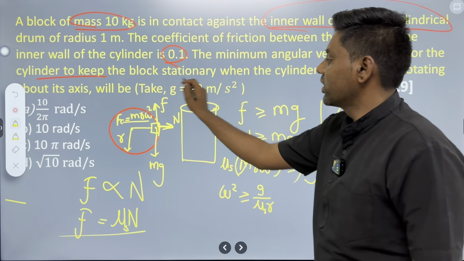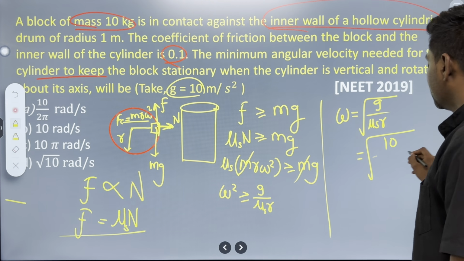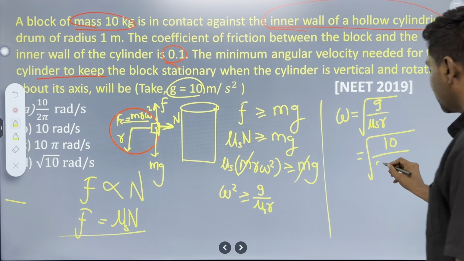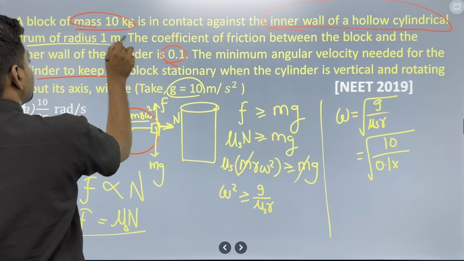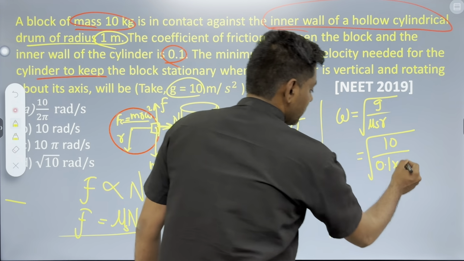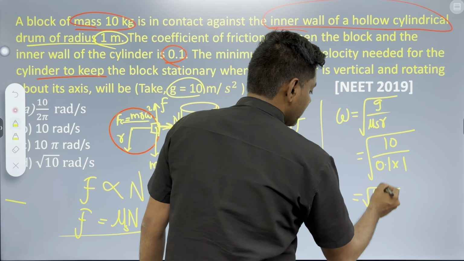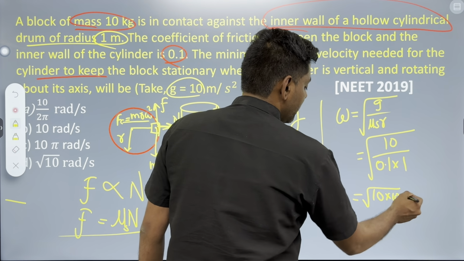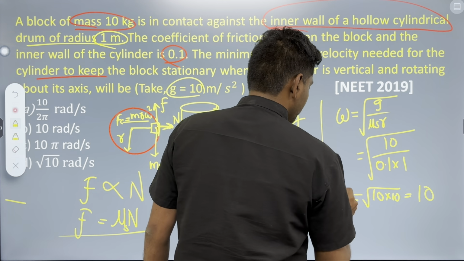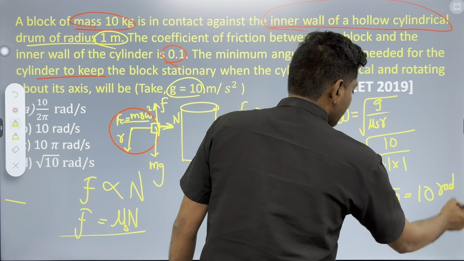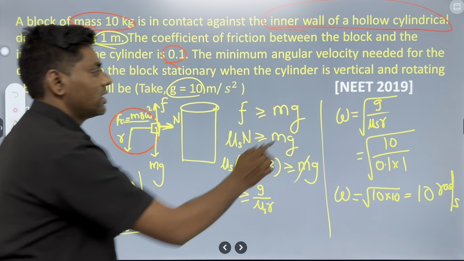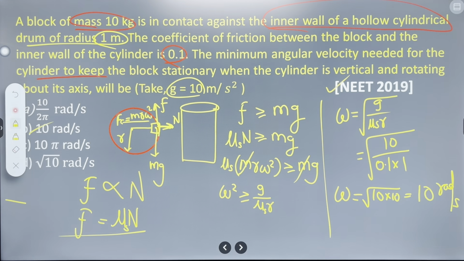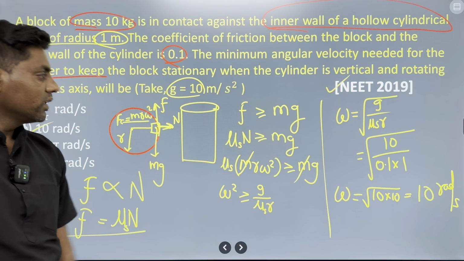Substitute the values. Acceleration due to gravity is 10, mu s is 0.1, and the radius of the drum is 1 meter. So under root of 10 divided by 0.1 is under root of 100, so the angular speed is 10 radians per second. So option B is the correct option. Very simple question, asked in NEET 2019. Do it well. We go for the next.